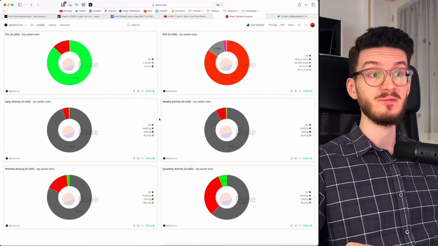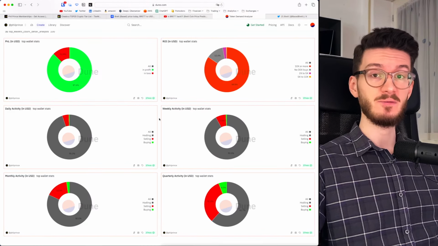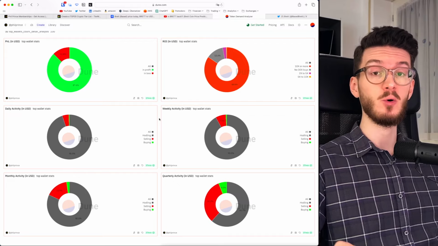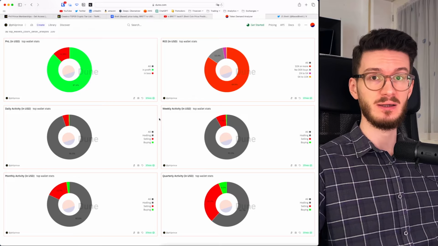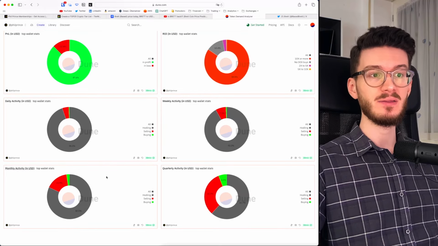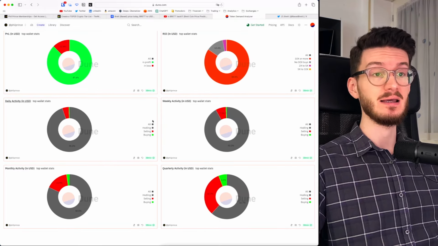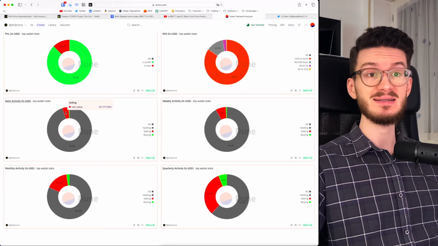What's now very interesting is that if we have a look at some statistics of the top 100 wallets holding Brett, this is mostly exchanges normally, on a daily, weekly, and monthly, and actually quarterly basis, we're seeing continuous selling.